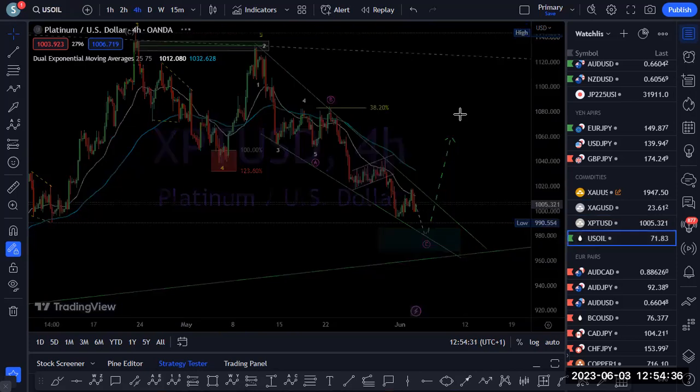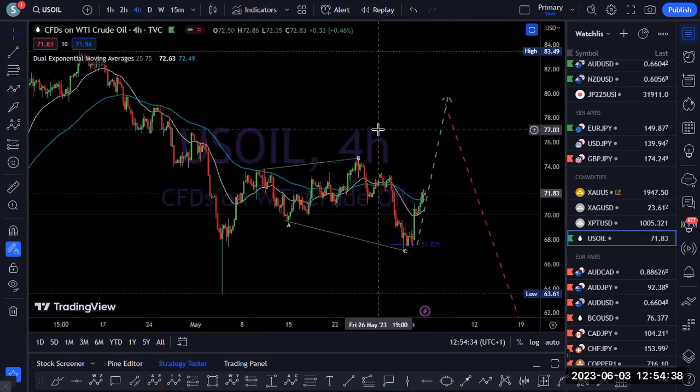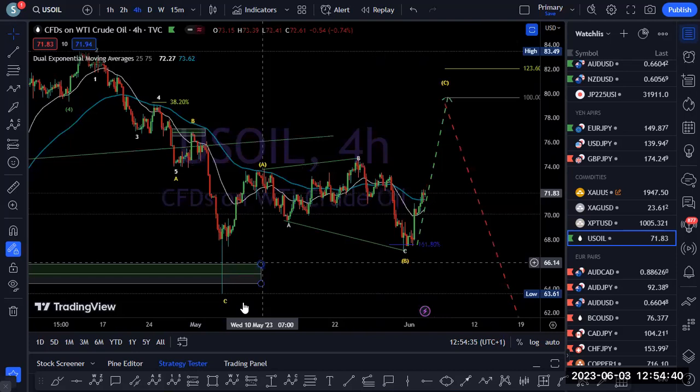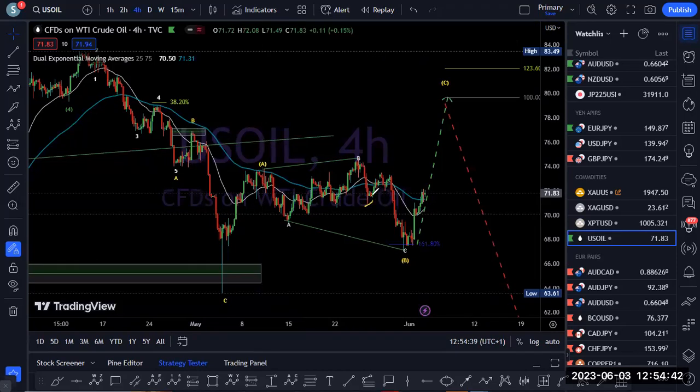USOIL. Last week in my video, I told you the market was here. I told you to be careful. I'm expecting the market to buy, but don't just open a trade thinking it will surely buy, because it can make expanding flats. That's exactly what happened. Though I was expecting it to end somewhere here, it went deeper than here before it is now buying. So that is the power of wave analysis.